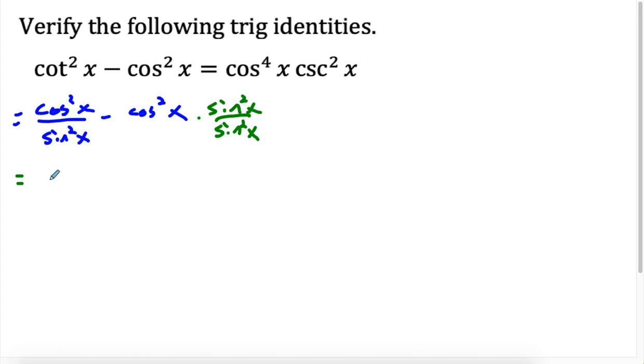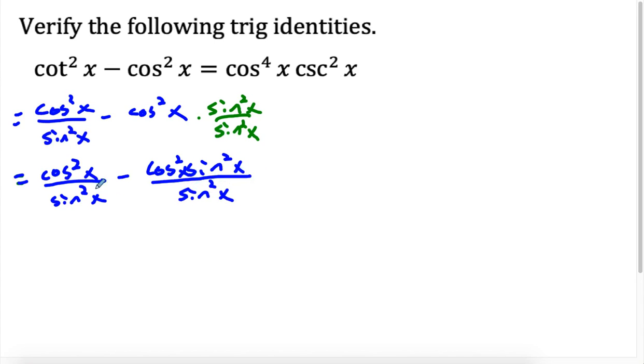So then we've got, let's go back to blue, cosine squared over sine squared minus cosine squared sine squared over sine squared. I've got my common denominators now. I'm just subtracting the numerators. So I'll go ahead and write that out here. Cosine squared minus cosine squared times sine squared.